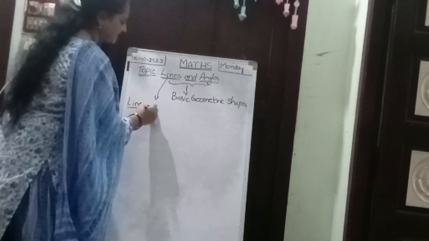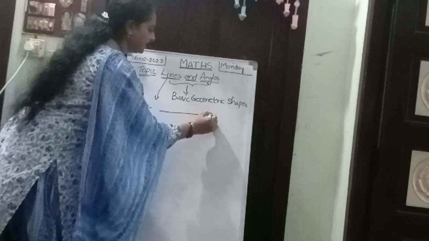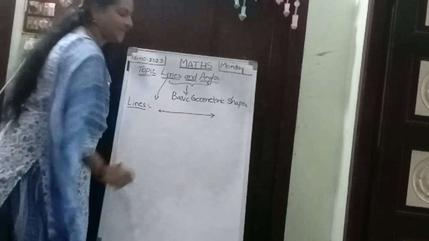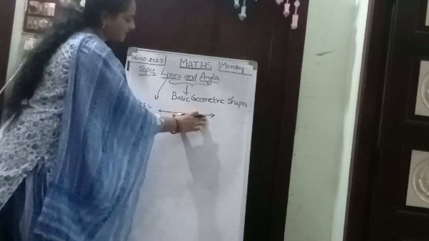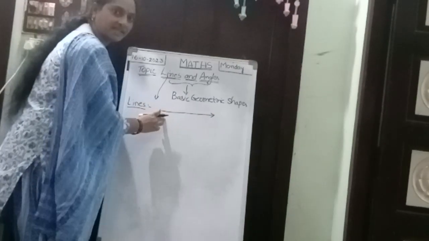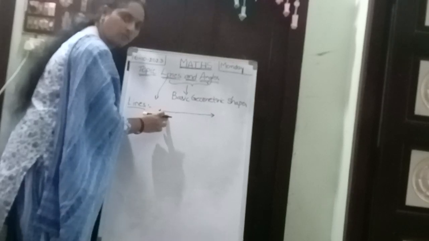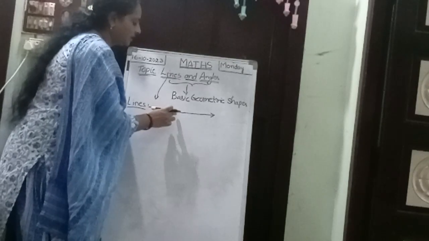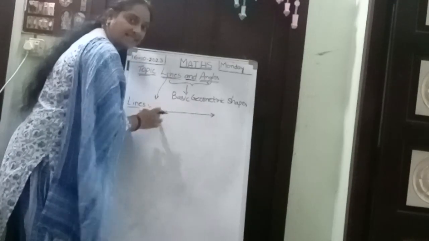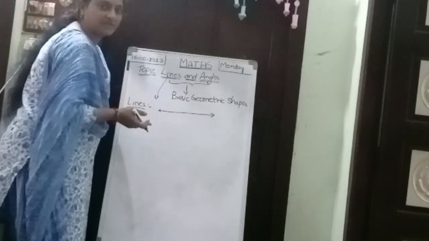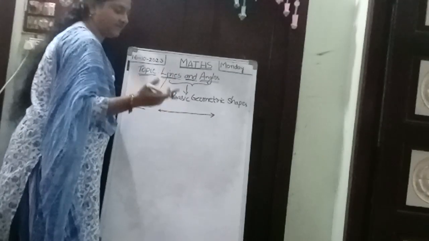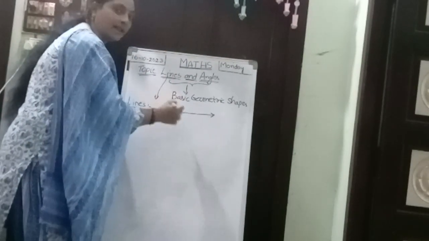First, let me draw how the line looks. This is a line. You can see a line in this way. What you are observing here is a line. This line is a collection of points which extends both sides indefinitely. Both sides it will go, but it won't have any end points. It won't stop anywhere. It just continues indefinitely on both sides. This is called a line.